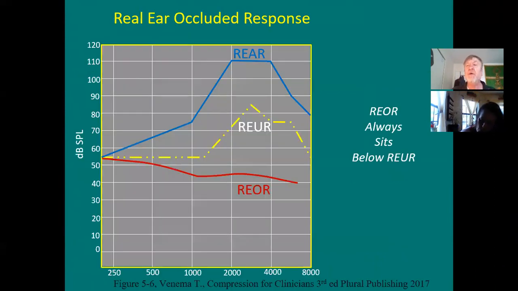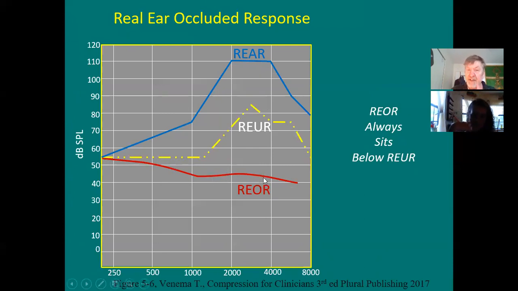So here's real ear occluded response. Now, remember I told you we'd come back to this particular one here. REOR. This is the hearing aid in place, but it's turned off. The hearing aid volume is off, or the battery is out. Okay, so now look at real ear unaided response in yellow, and now look at real ear occluded response in red. If the hearing aid was on, you'd get real ear aided response in blue. But if the hearing aid is off, it's acting like a plug in the ear. So look what you've lost.